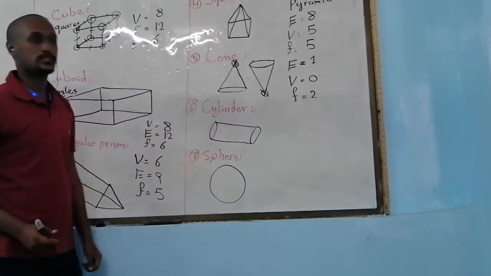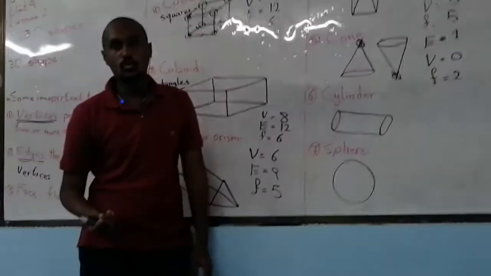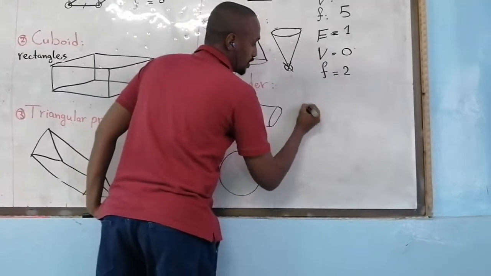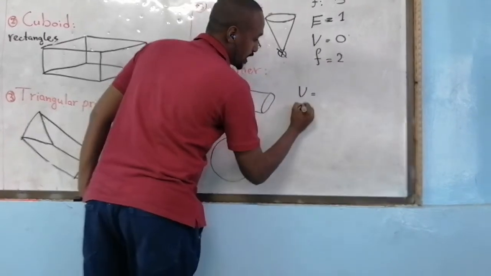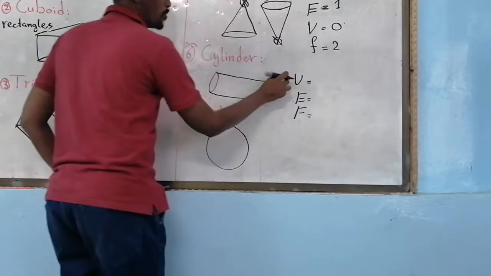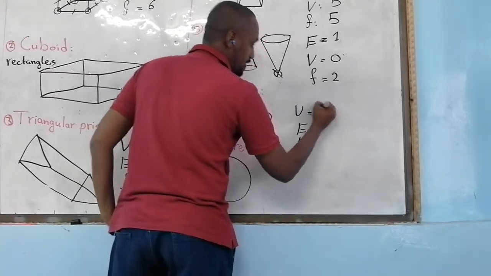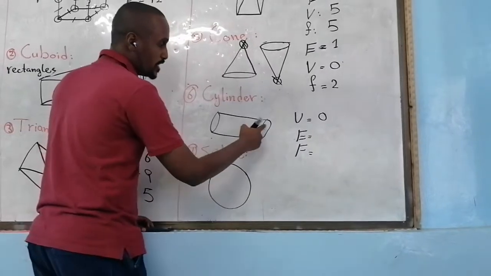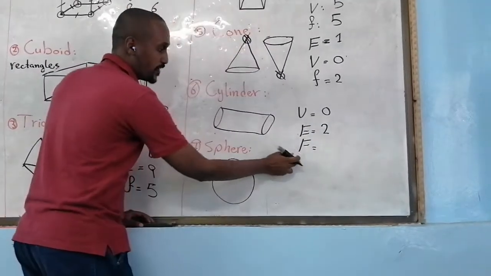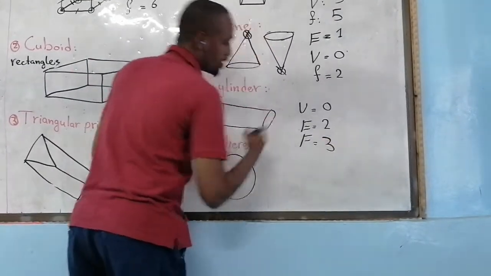The next one is the cylinder, just like the bottle of water. Vertices, edges, and faces. So, how many vertices? Do we have points here? No. So, 0 vertices. How many edges? 1 and 2. 2 edges. How many faces? 1, 2, and the curved face. So, it will be 3.